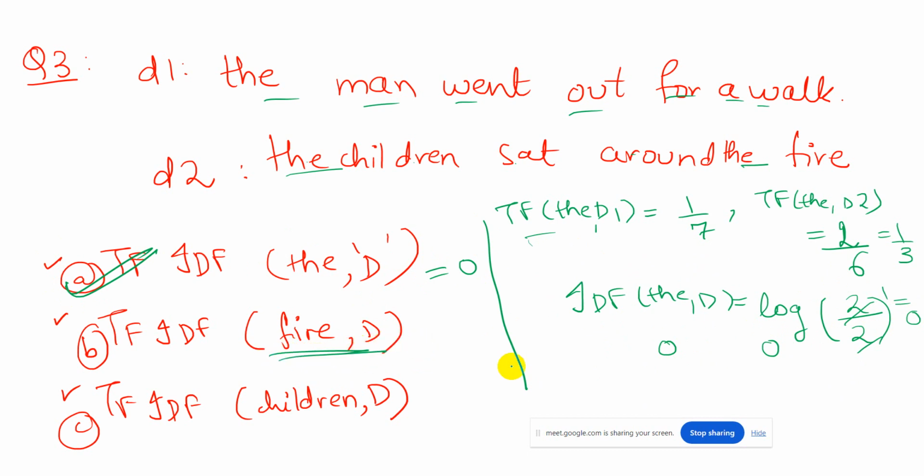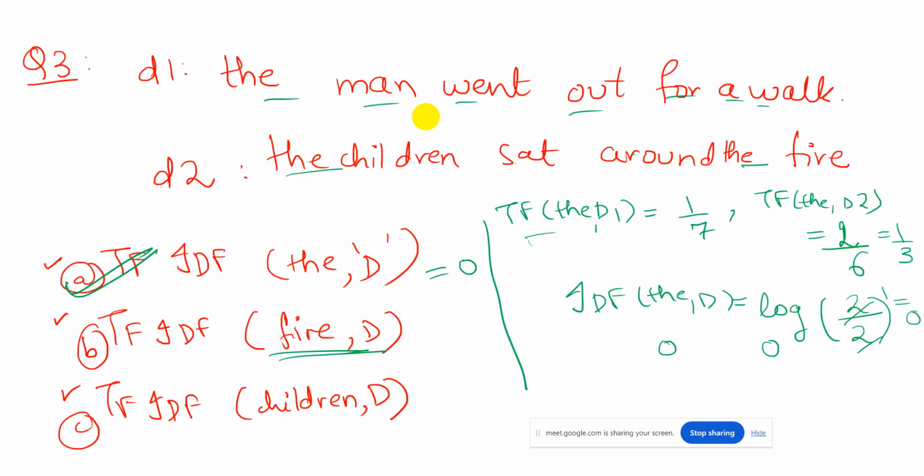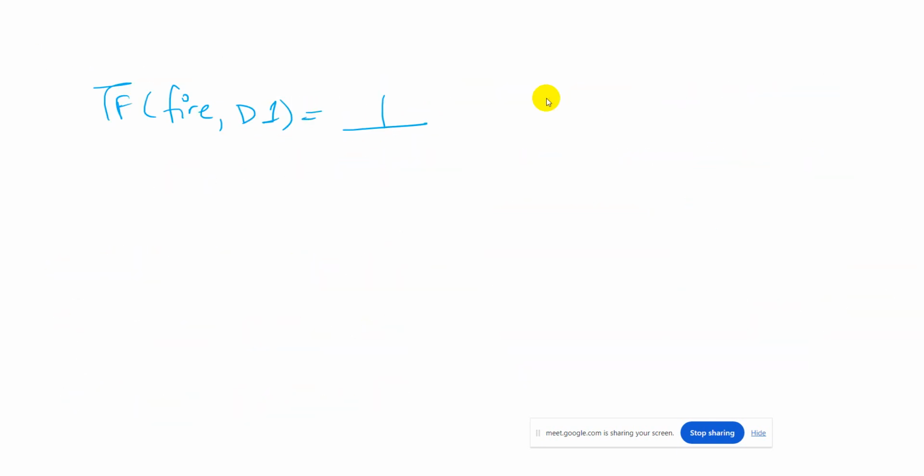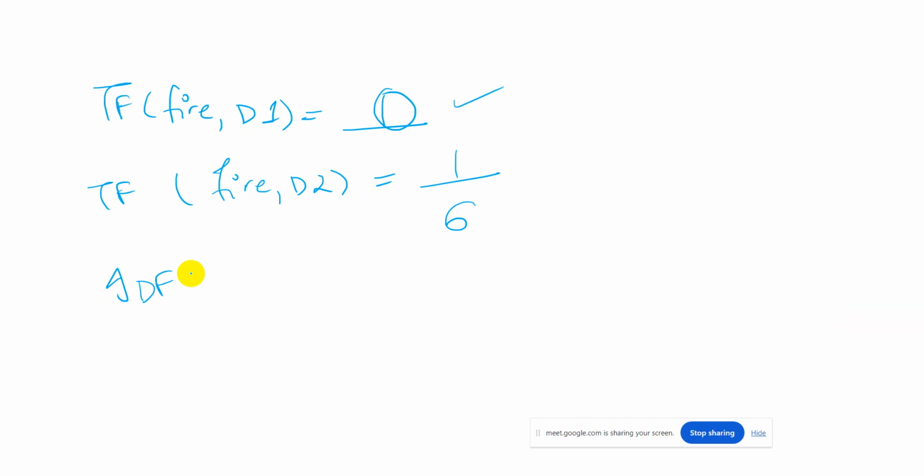But now for fire, how are we going to do it? The term frequency for fire across D1. How many times does it appear in the first document? It does not appear in the first document, first of all. So term frequency will be 0, because of which the entire term becomes 0. Term frequency of fire in document D2. It appears one time. And how many terms were there? 6. And now IDF of fire across this corpus D.